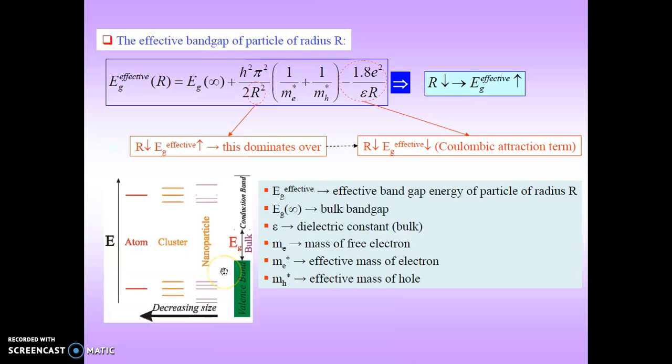Next, here you can see the formula for the effective band gap energy, EG effective, the effective band gap energy of a particle with radius r. Based on that only you are getting the energy gap. The remaining terms of the formula are explained here. When the radius decreases, the energy gap will be increasing.